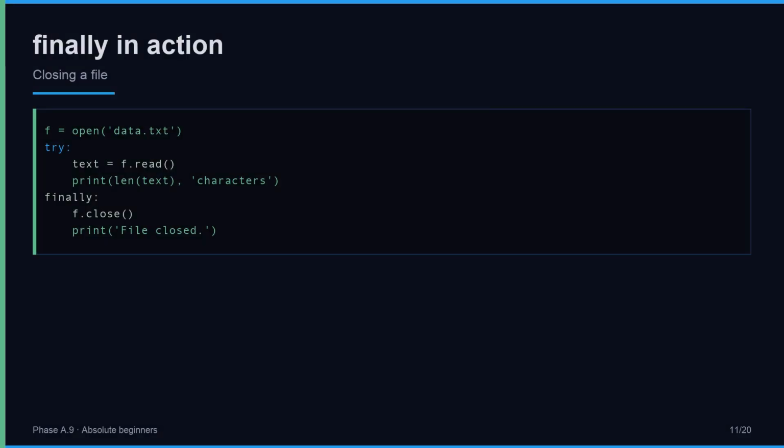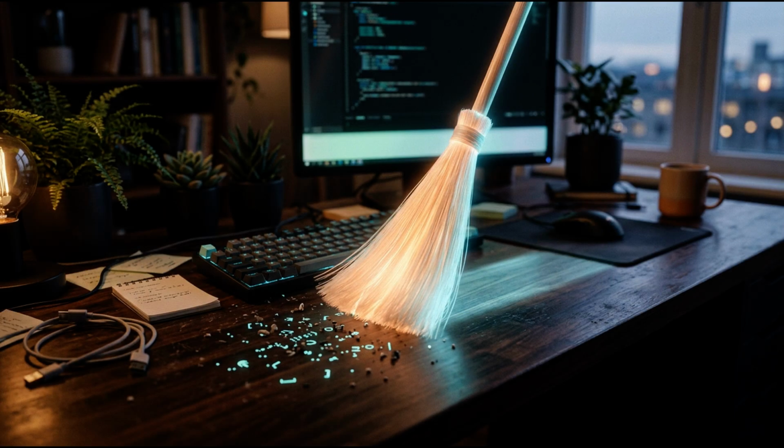Here is finally in action. We open a file, then enter a try. Inside try we read the file and print the character count. The finally block closes the file and prints "file closed." Whether the read worked or raised, the close always happens. In modern Python you would usually use the with statement for files. It closes automatically, but finally is the general tool you will use for resources that with does not cover. Close the file. Finally always runs, success or failure. It is where cleanup lives.